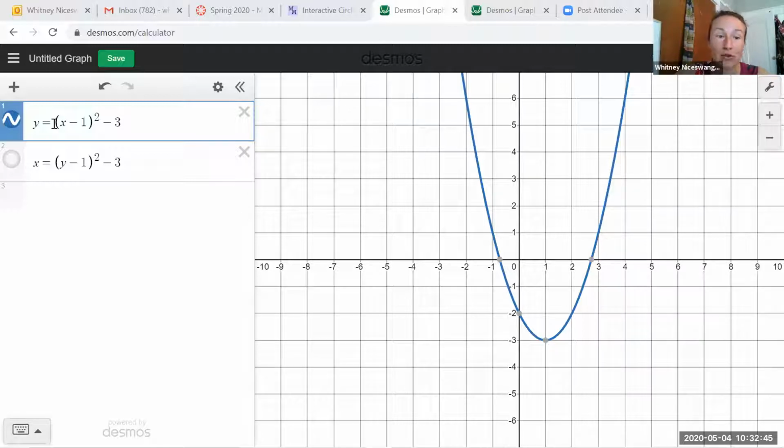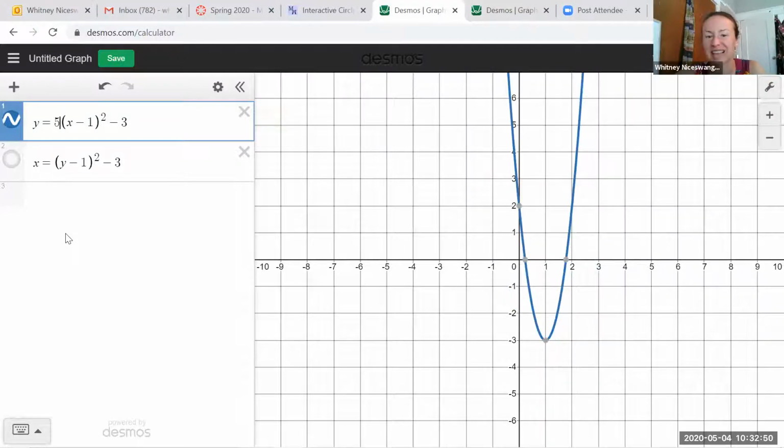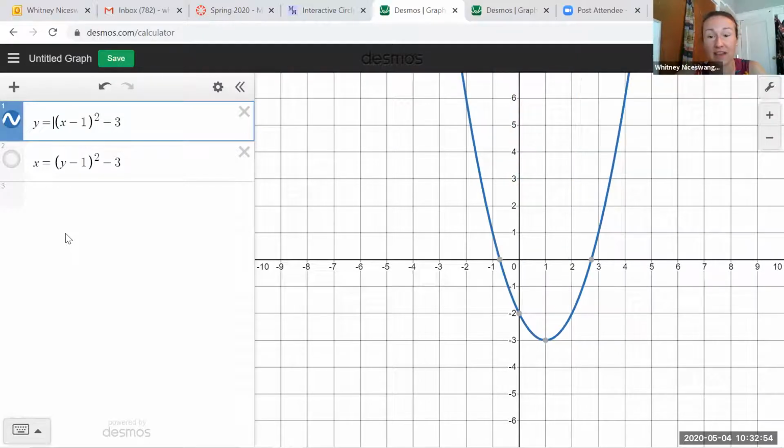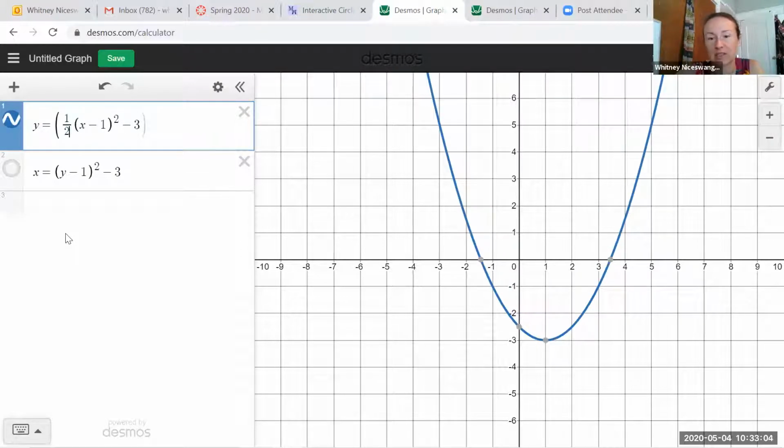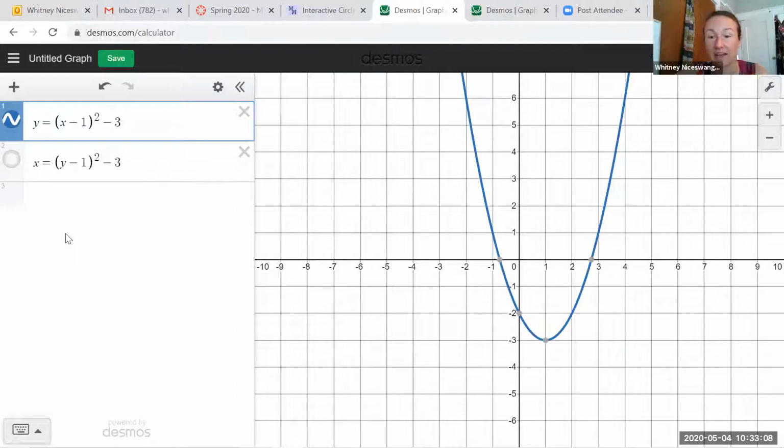That a, if you don't understand how the a works, imagine a is 5, it just makes this guy much, much more narrow, okay? So that's how that a works. Or if a is, say, 1/2, it just makes it wider, okay? So that's how the a affects the graph, if you weren't familiar with that.